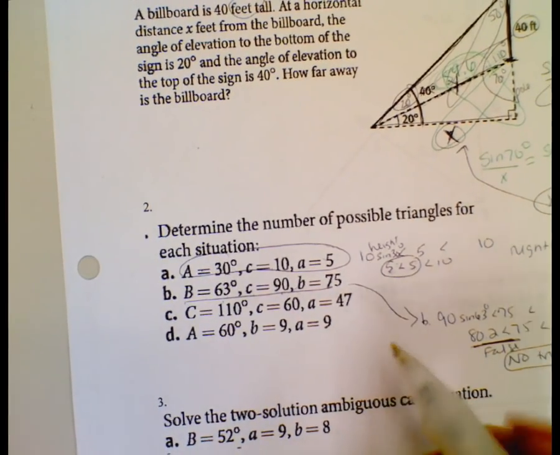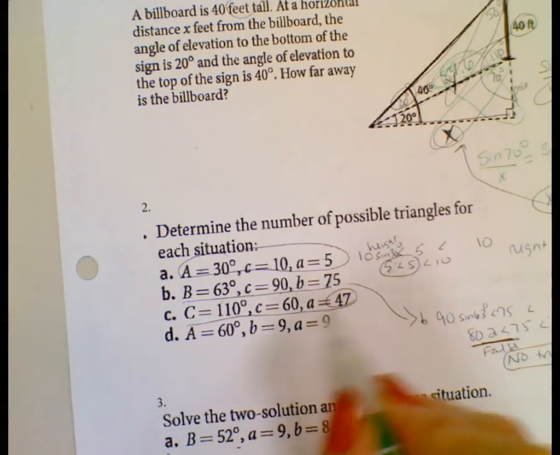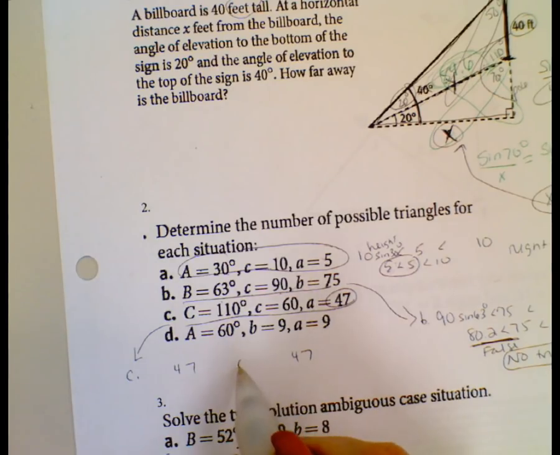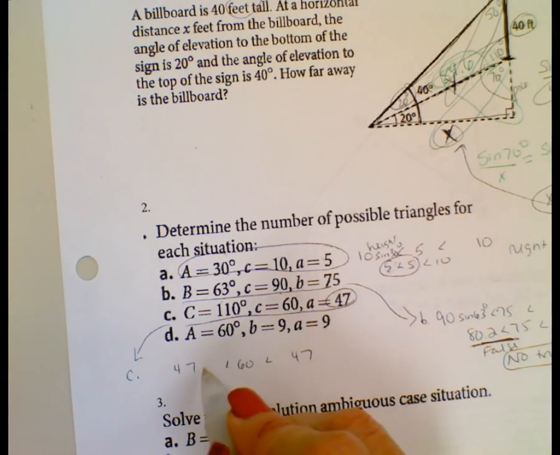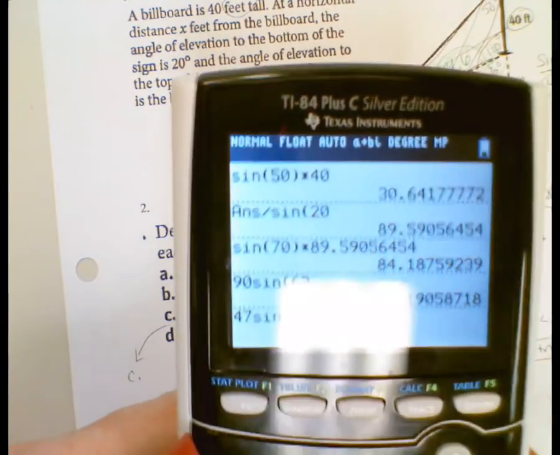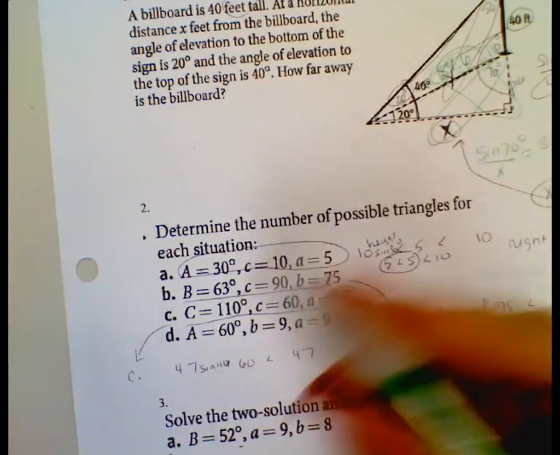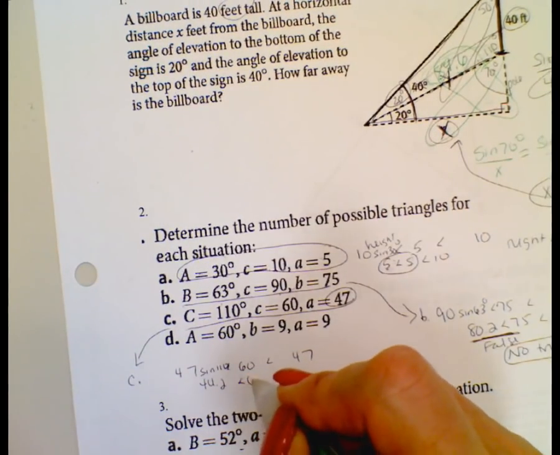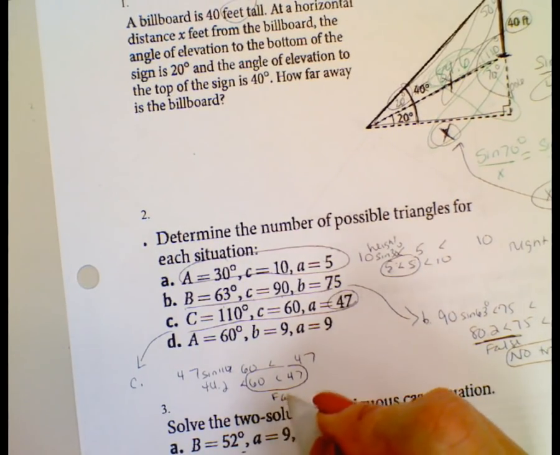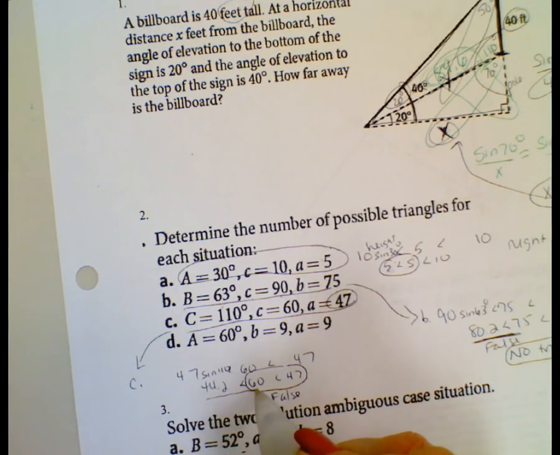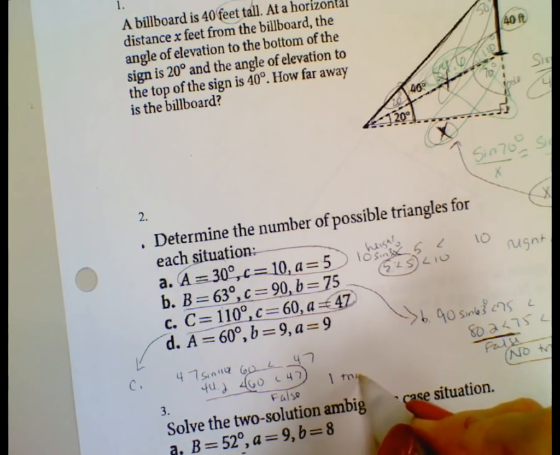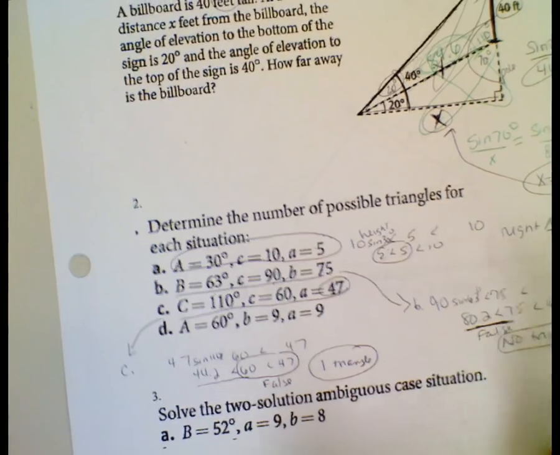And C, the oddball one is 47, so we're going to do C down here. So 47 and 47, put the 60 here, and you got sine 110. So 47 and sine 110 is 44.2, and that's less than 60, and that's not less than 47. This one's false. When this last part is false, when you get the first part to be true, there's at least one. When this is false, that means there's only one triangle. So C is one triangle.